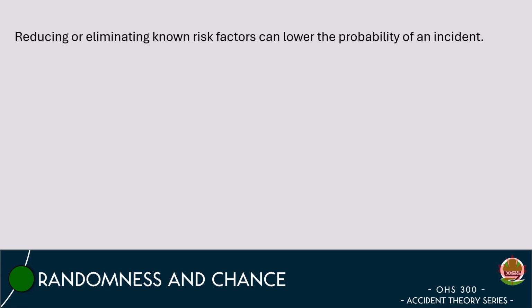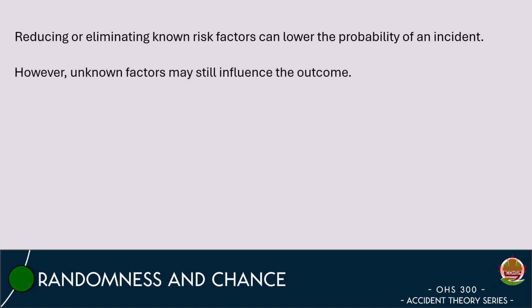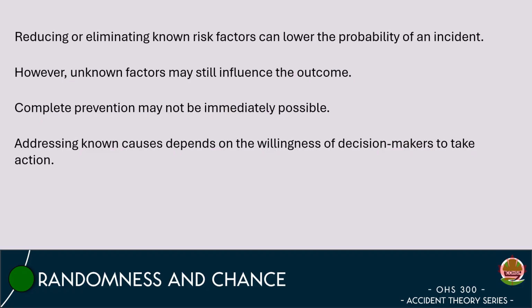While reducing or eliminating known risk factors can lower the probability of an incident, there may still be unknown factors that influence the outcome. Thus, complete prevention may not be immediately possible. Addressing known causes depends on decision-makers' willingness to act, aiming to reduce the chance of outcomes that are possible but not guaranteed.